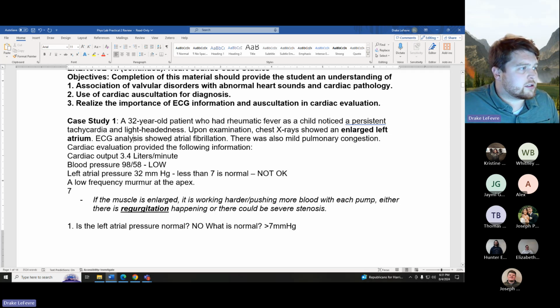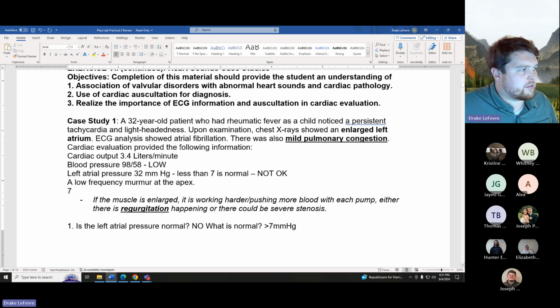The ECG analysis showed atrial fibrillation. There was also mild pulmonary congestion. So if there's pulmonary congestion, that means that we know fluid has been backing up into the lungs. That means something after the lungs, something is going on where it's too much pressure, so fluid's backing up.